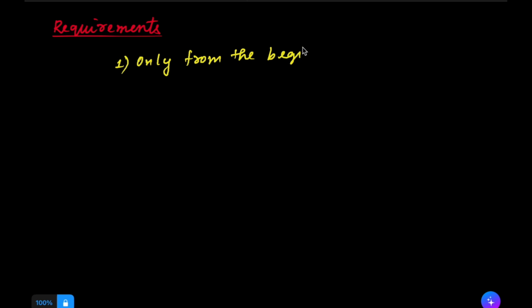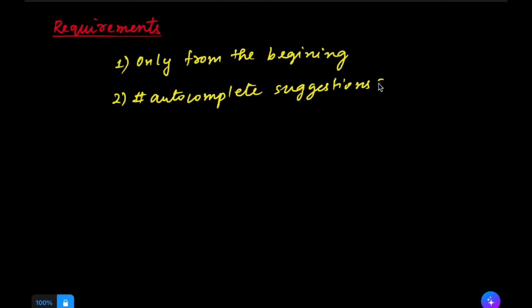And the second question is: how many autocomplete suggestions should the system provide us? Is it 5, 10, or what number of suggestions upon typing should the autocomplete search option provide us? So let's say the number of autocomplete suggestions is 5.